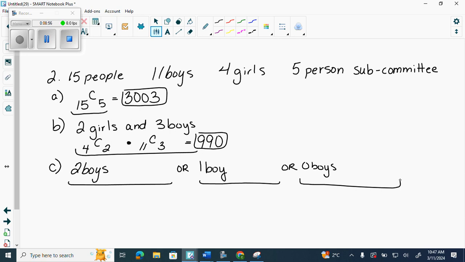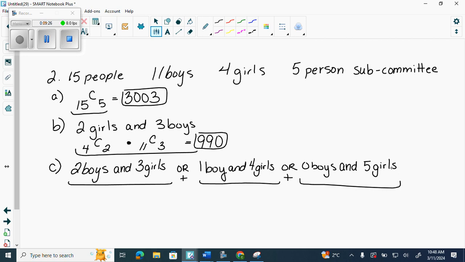Now, or means I do what with the cases? Add them. And each case needs to have how many people? Because each case is a subcommittee. Needs to have 5. We agree? So this has to have 2 boys and 3 girls. This one is 1 boy and 4 girls. 0 boys and 5 girls. What's the problem with this case?